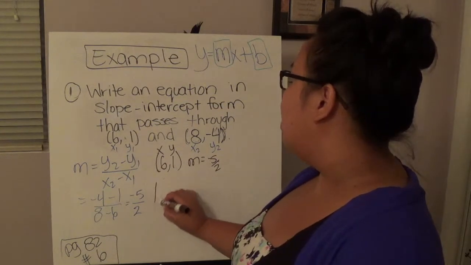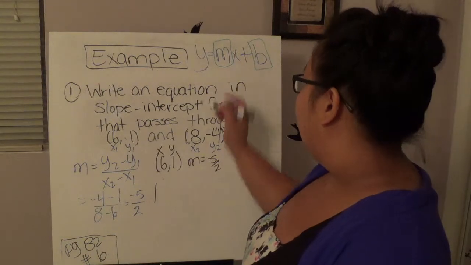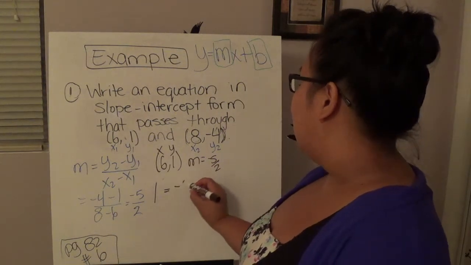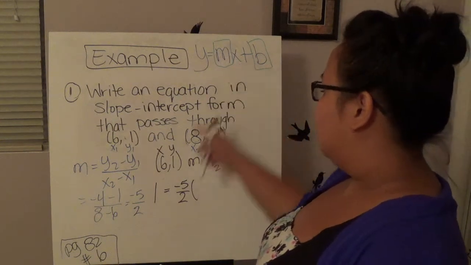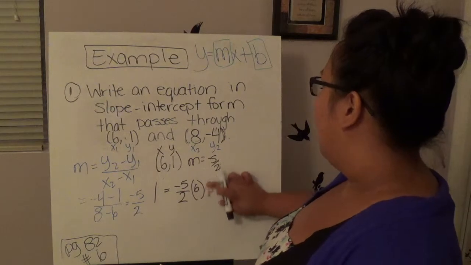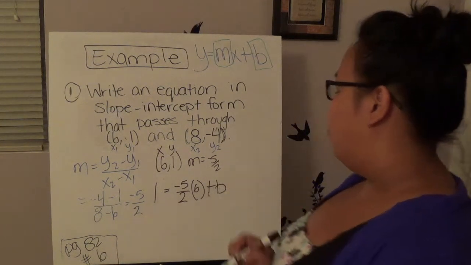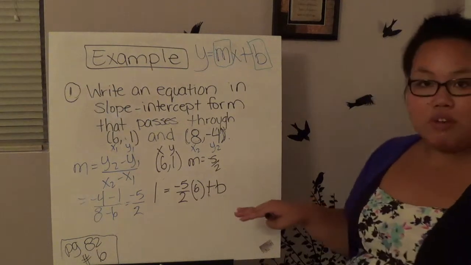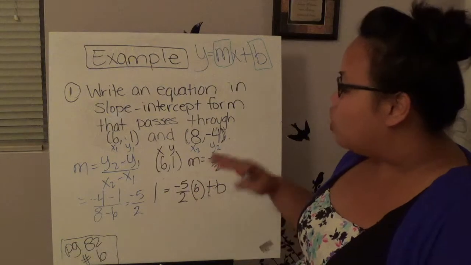Again, you can use any of the points here. Y is 1, okay, and then we're going to go equal, what's my m? Negative 5 over 2 times my x, which is 6, okay, equals, plus my b, which we don't have, b, that's what we're looking for. So how many variables do we have missing here? Just one. Now, once we use x and y in this equation, we no longer will need them.